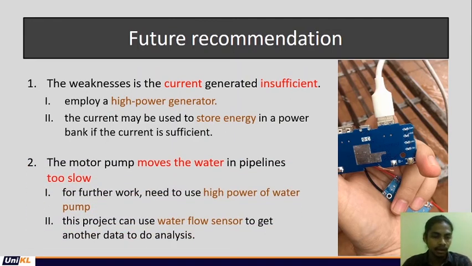This is because the current may be used to store energy in a power bank if the current is sufficient. The second one, the motor pump moves the water in the pipelines too slowly. For further work, we need to use a high power water pump, so that this project can use a water flow sensor to get another data for analysis.